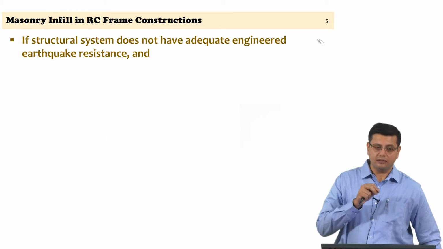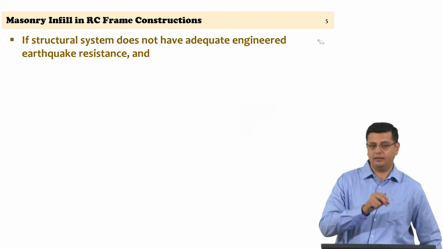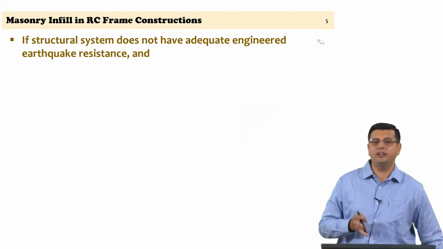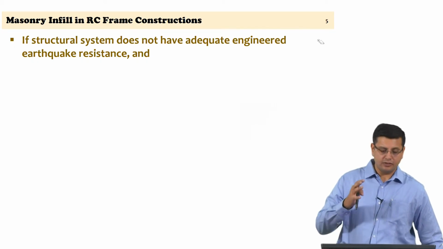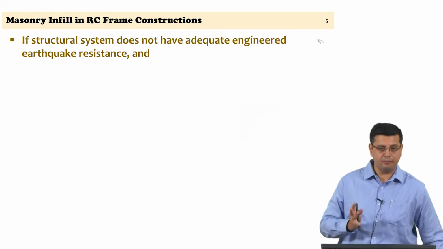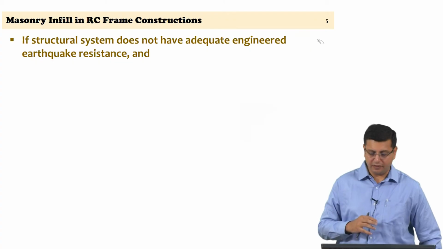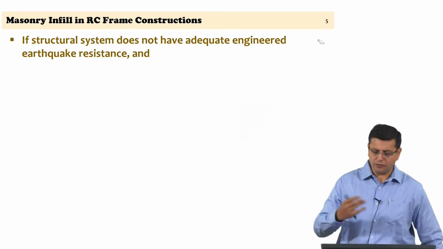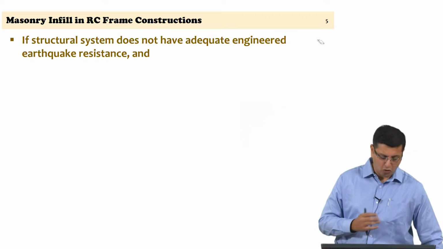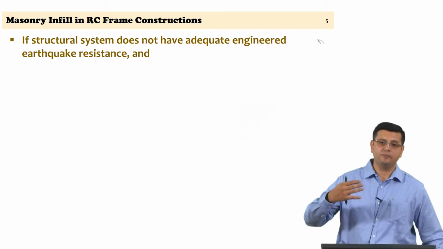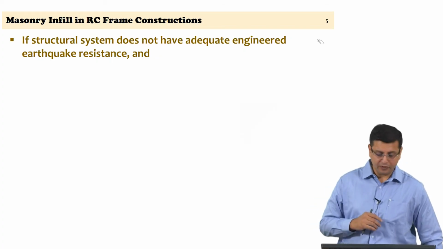If the lateral load resisting system, in this case the moment resisting reinforced concrete frame, does not have adequate engineered resistance, right, we are talking about earthquake resistance, so this is not designed to resist lateral forces. So, it is a gravity frame, and in many cases reinforced concrete frames even in seismic areas are defined as gravity frames because of non-adherence to the code, or because many of these structures were constructed before the code actually had specific seismic design guidelines.